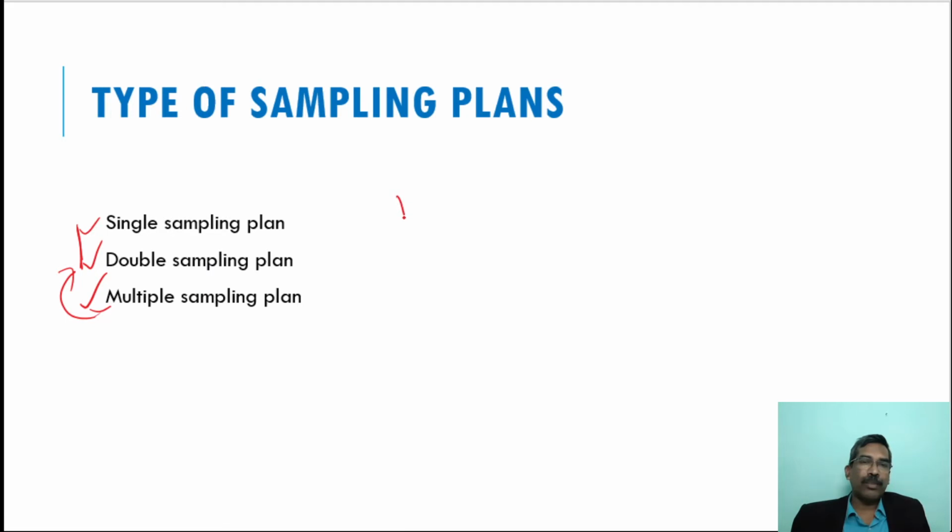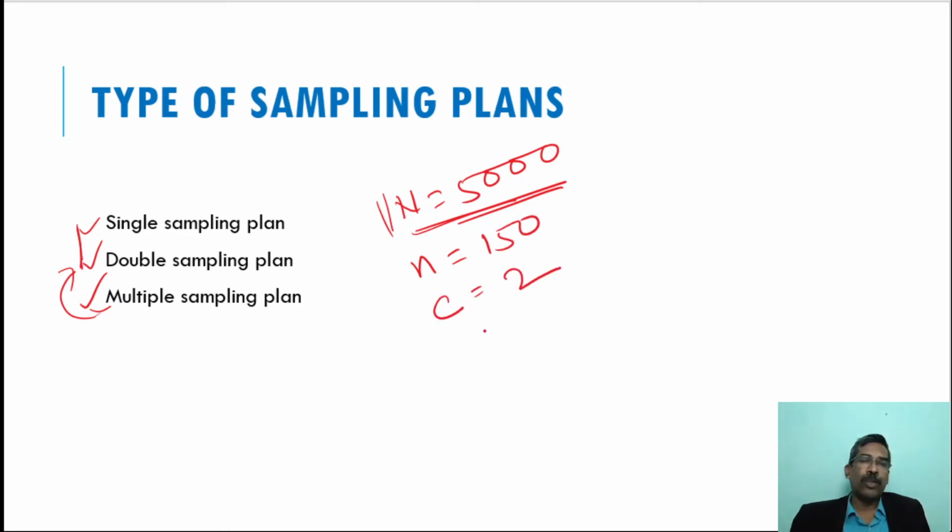For example, this is the lot size. This is given as N equal to 5000. 5000 items are there in a lot, and we take n equal to, suppose, 150 products, and it is given that c equal to 2. That means this is designed for the single sampling plan, and we take the 150 products out of this 5000 products, and we check the quality.